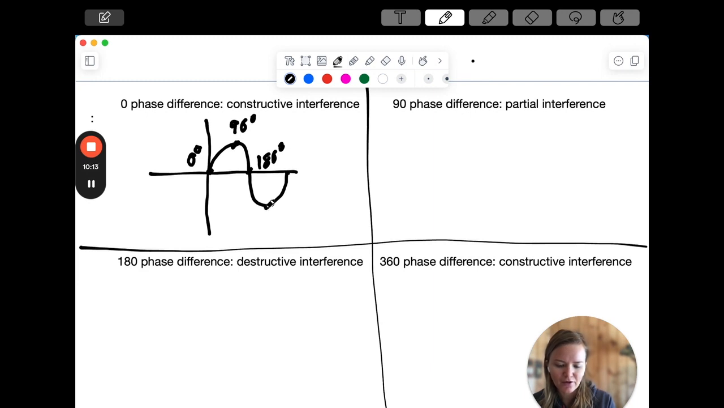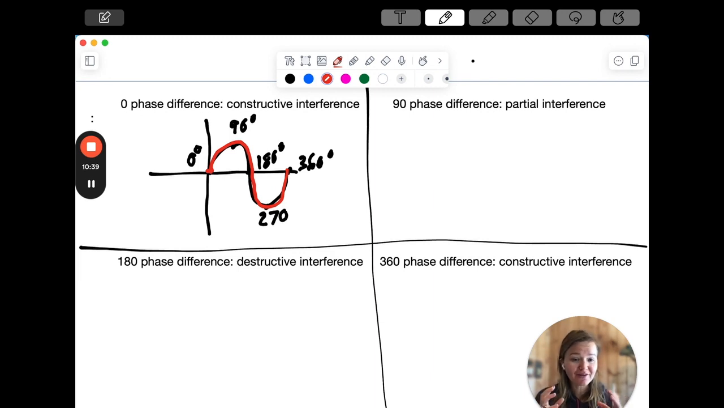When we dip below the origin to our trough, the low point of the wave, that's going to be 270 degrees. And when we get back to the origin, that's going to be 360 degrees again. So if we want to have a 0 degrees phase difference between our waves, that just means they're going to be exactly on top of each other. So if my red wave is my second wave, it's going to look like this.